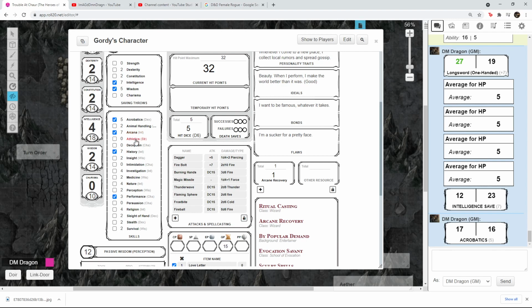Athletics, pretty straightforward. You're lifting things, you're swimming, you're doing anything that would be considered athletic. Deception is trying to trick others, trying to lie to them. History is knowledge of history, and if you're trying to figure out maybe some obscure knowledge from the past, you do that. Insight is trying to read another person to see if they're lying to you, what their motives are when they speak. So it's good if you are going to be encountering a lot of individuals and trying to take stock of them.